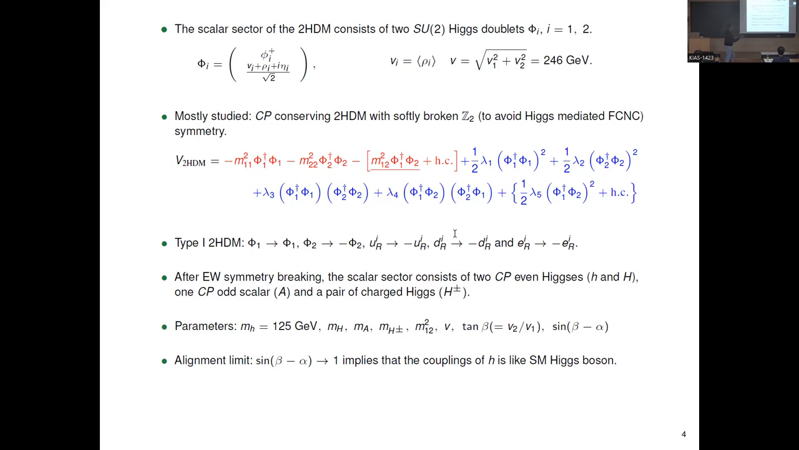Now, since we identified this small h as the observed 125 GeV Higgs boson, its couplings should be similar to the Standard Model Higgs. So that makes the requirement of the alignment limit, sin(beta minus alpha) close to one, so that the couplings of the small h to the fermions and the gauge bosons are exactly like the Standard Model.